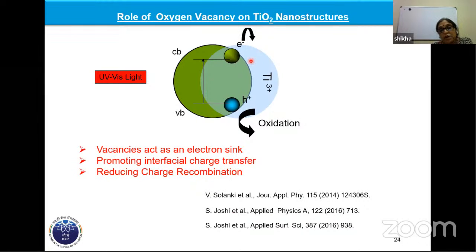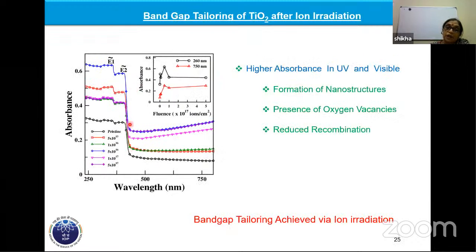And these vacancies are also important because once you excite the electron, the electron that comes out in the conduction band gets captured by these vacancies, because these are like titanium 3+. Once the electron gets captured by them, the recombination also reduces. So this also controls the recombination of the surface. In two ways, making of nanostructures and controlling of recombination, this increases the absorption.